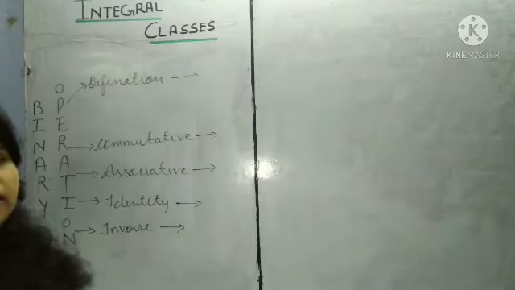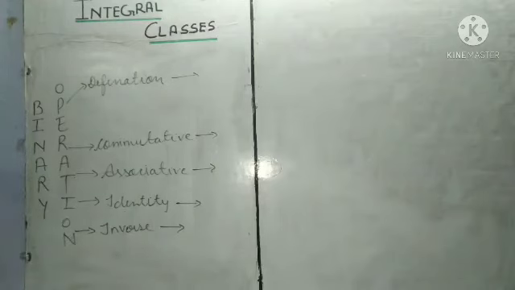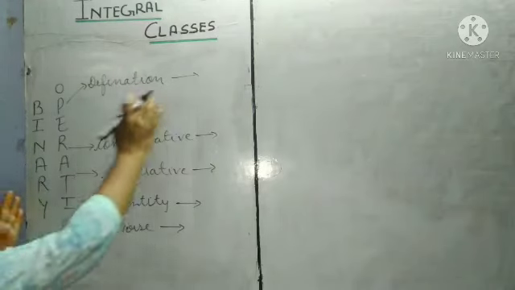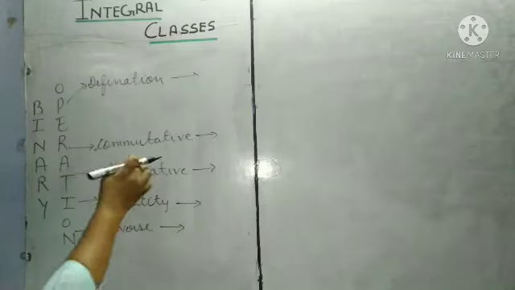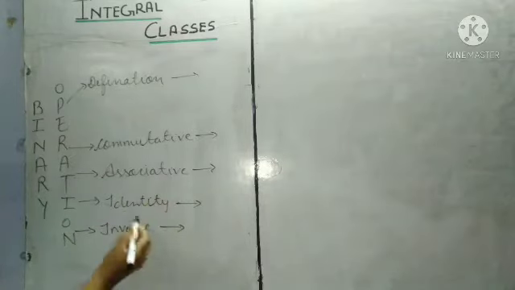Now today we will start binary operation. First we will discuss the definition of binary operation, and next are commutative, associativity, identity and inverse. These are four properties which are followed in binary operation. First I will explain the definition of binary operation. What is a binary operation?